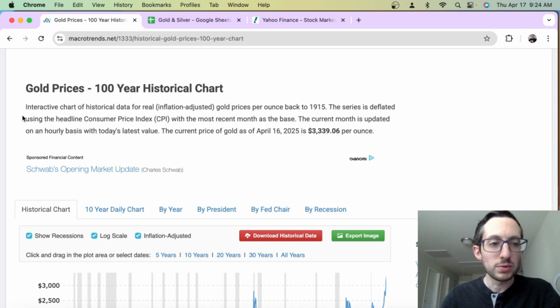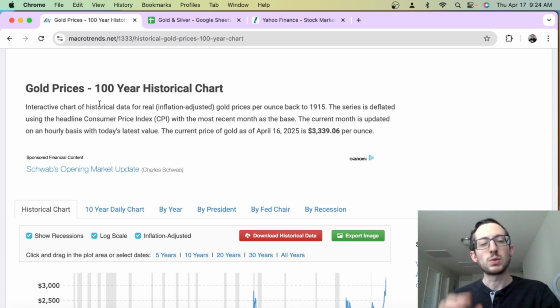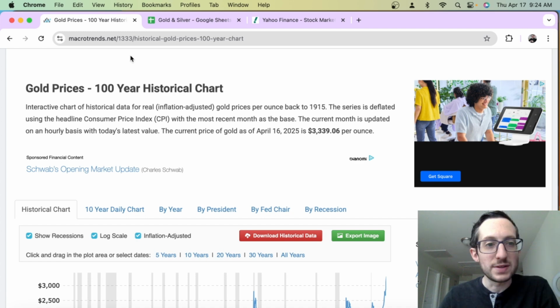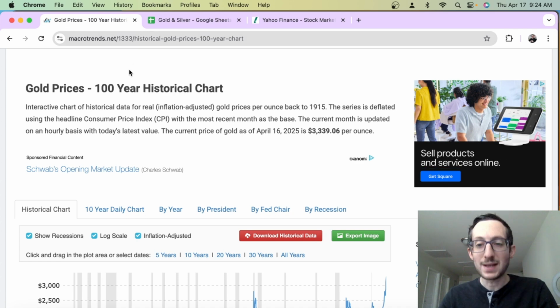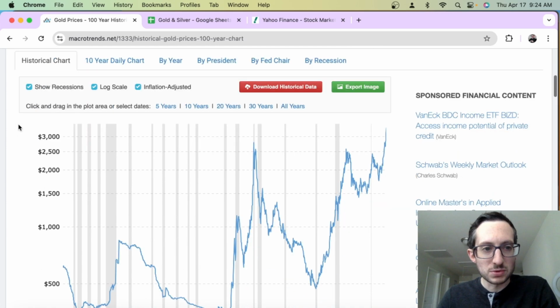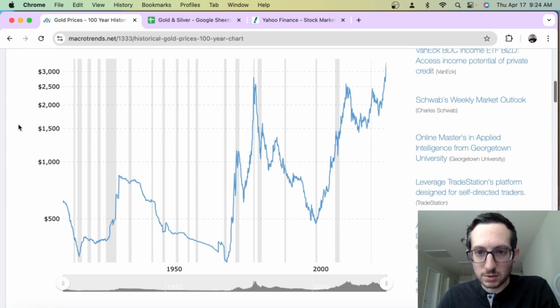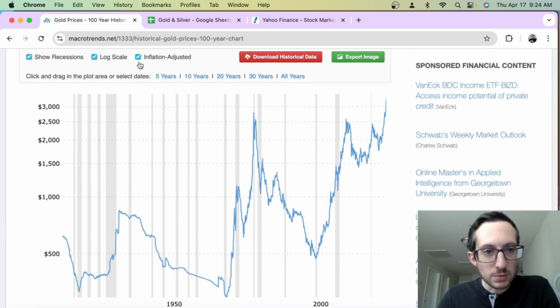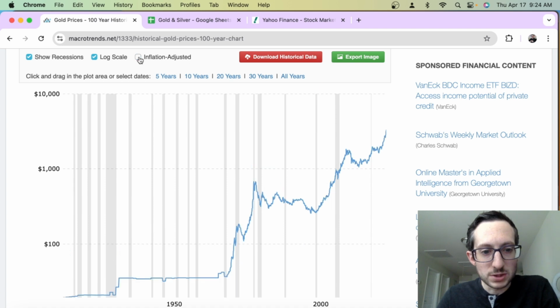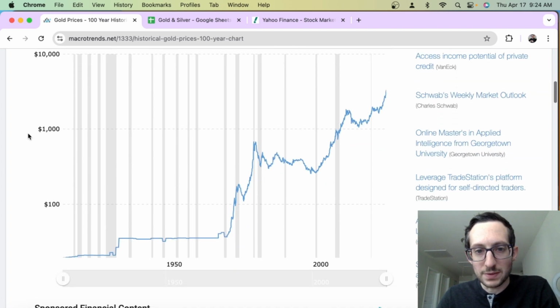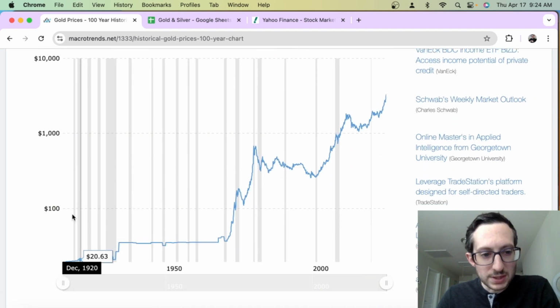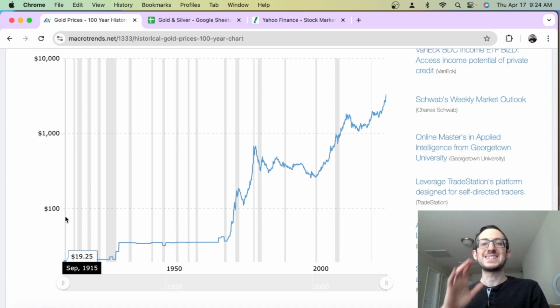Let's start off. We're looking at gold prices, a 100-year historical chart. You can find this on macrotrends.net. They have a bunch of different things you could check out. It's pretty interesting. So let's scroll down, and this is the chart we're going to be looking at. All right, we're going to take it off of inflation adjusted to actually look at the prices, and we're seeing that it starts back in 1915.